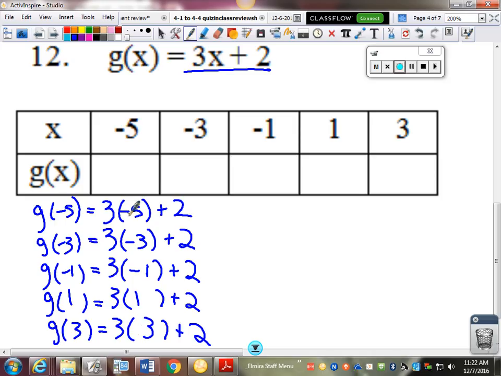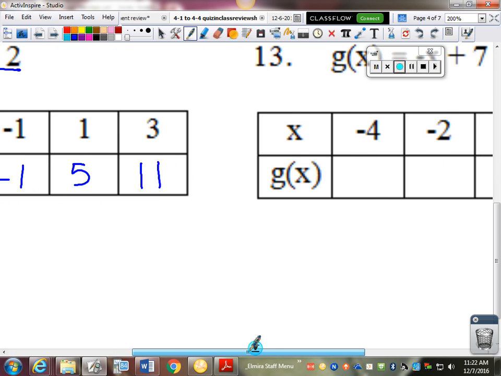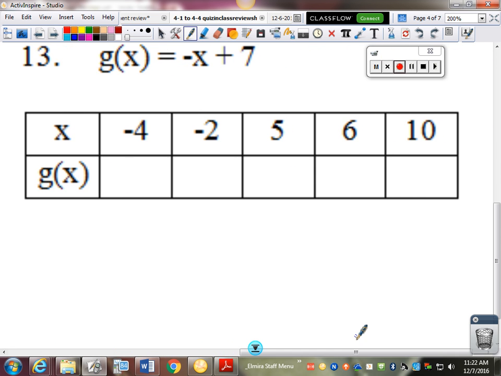And 3 times negative 5 is negative 15 plus 2 is negative 13. Negative 9 plus 2 is negative 7. Negative 3 plus 2 is negative 1. 3 plus 2 is 5. And 3 times 3 is 9. 9 plus 2 is 11. Okay? Same thing over here. Such a habit to write that x.